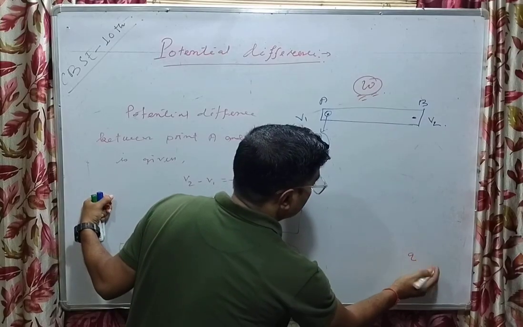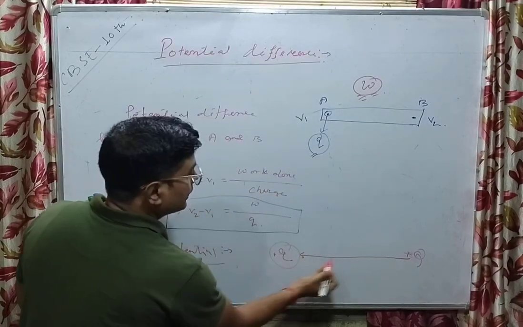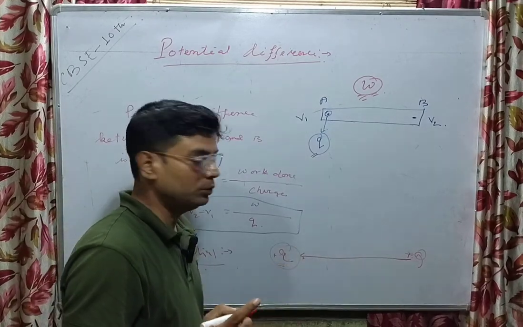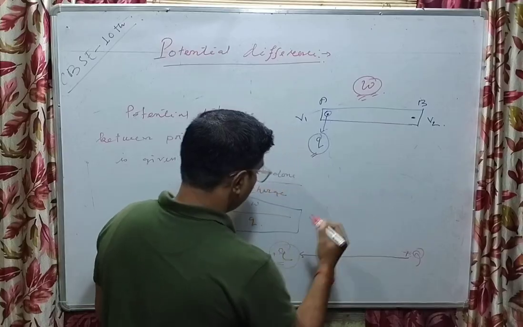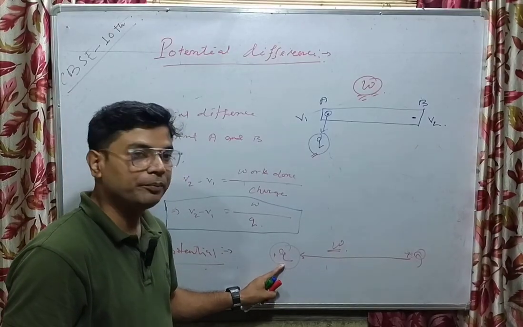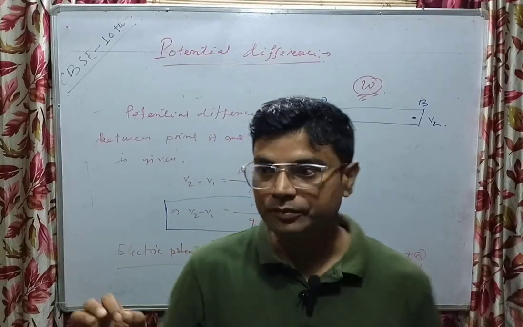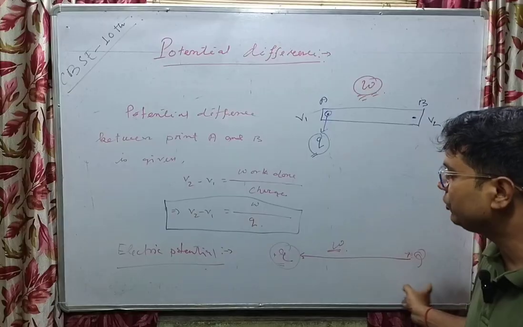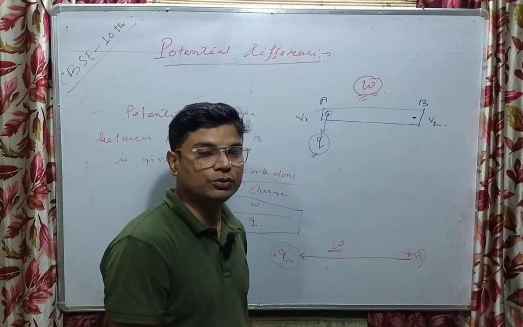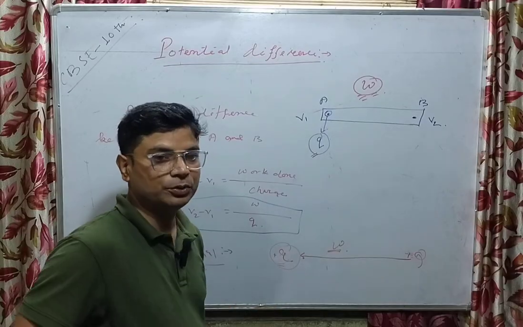Now another positive point charge Q has to be brought close to this charge. You also have to do work, that is W. Then that amount of work done is said to be the electric potential at this point. Okay, clear? When a positive point charge is carried from infinity to a point within an electric field, you need to do work, and that amount of work done is said to be the electric potential at that point.